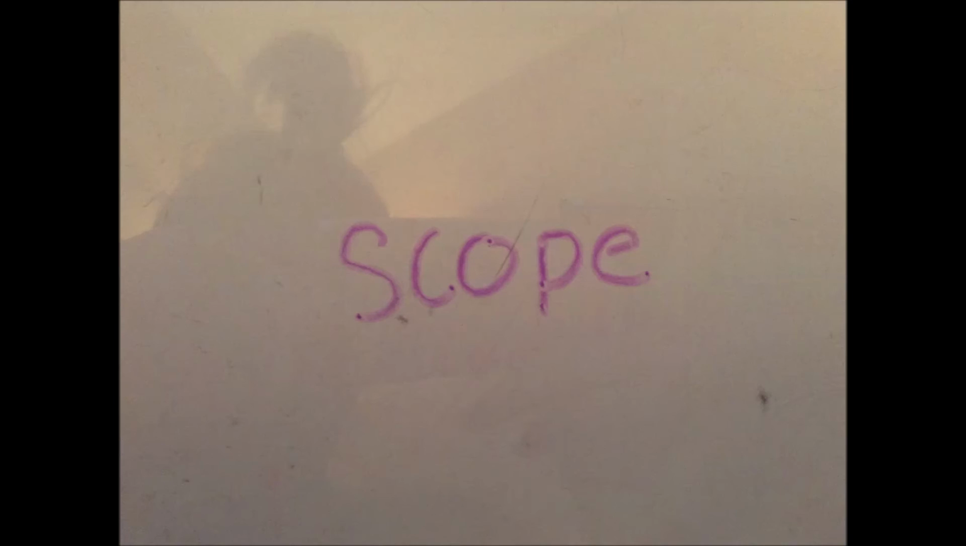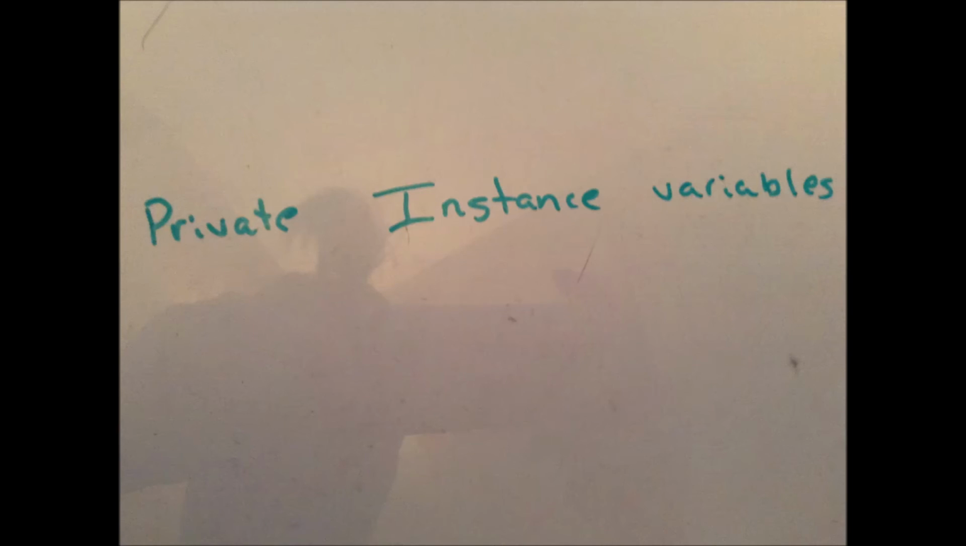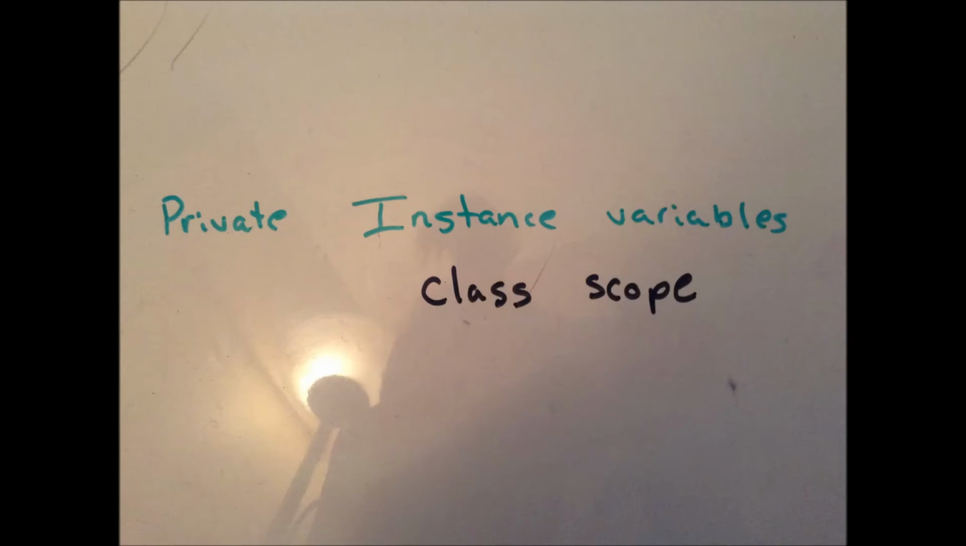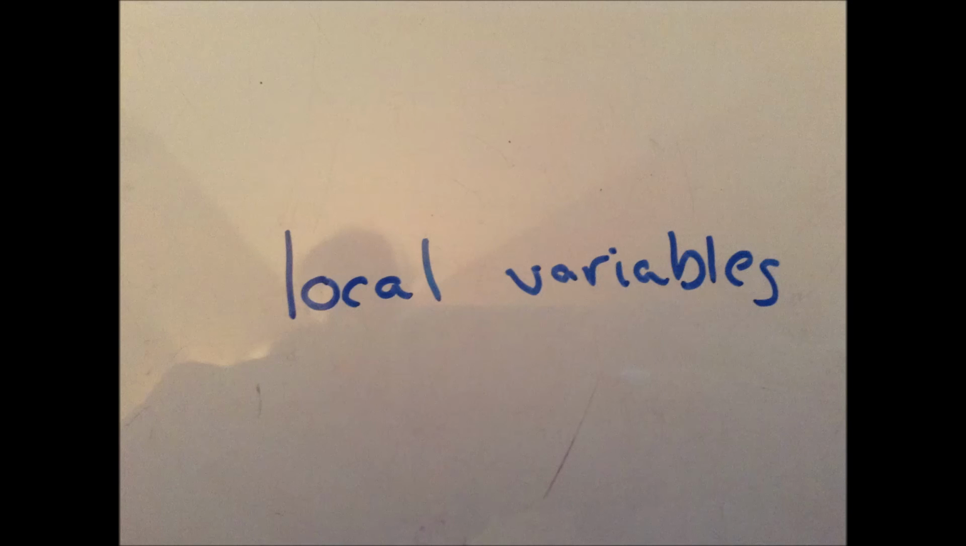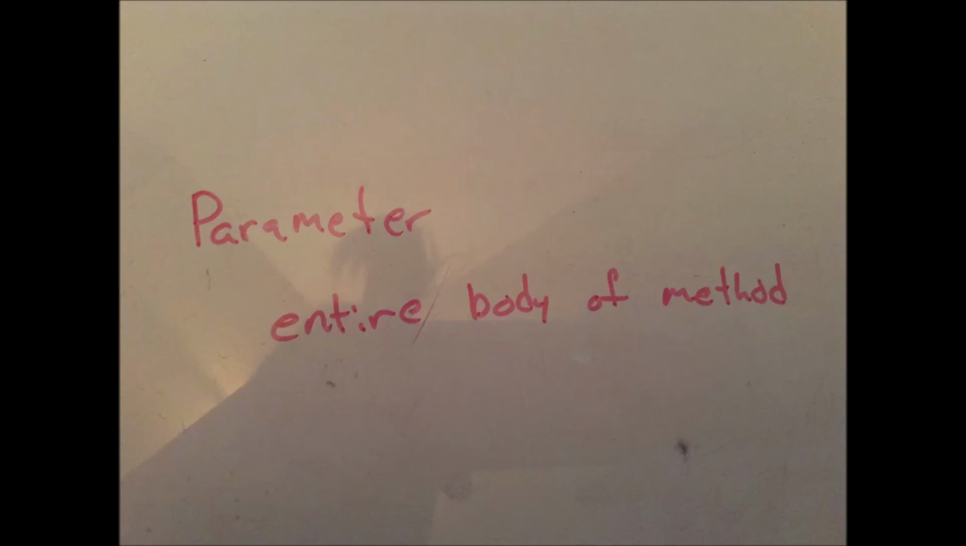Scope refers to the area of a program in which an identifier is valid and has meaning. Instance variables are usually declared private and have class scope. Class scope begins at the opening left brace of the class definition and terminates at the closing brace. Class scope enables the methods to directly access all of its instance variables. The scope of a local variable extends from the point of its definition to the end of the enclosing block. The scope of a parameter is the entire body of its method.